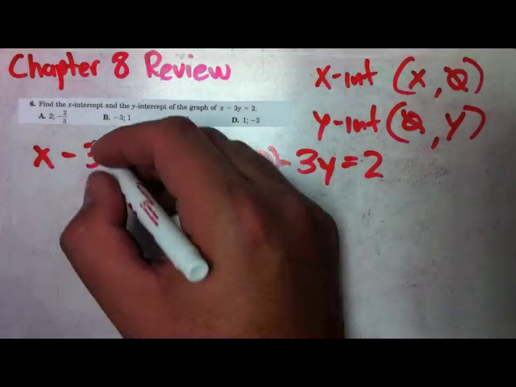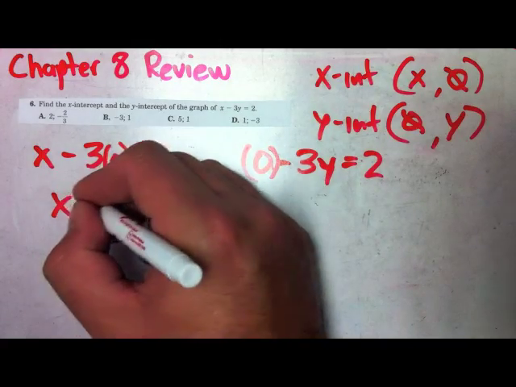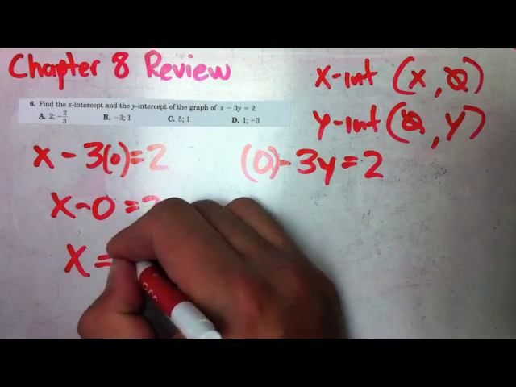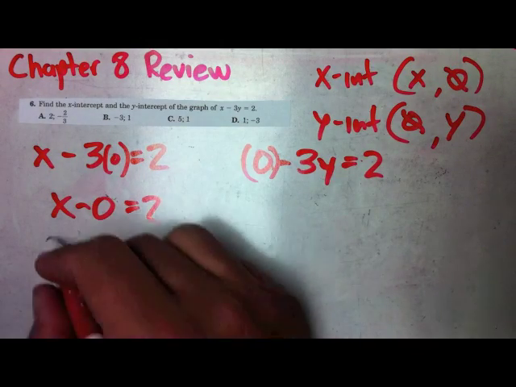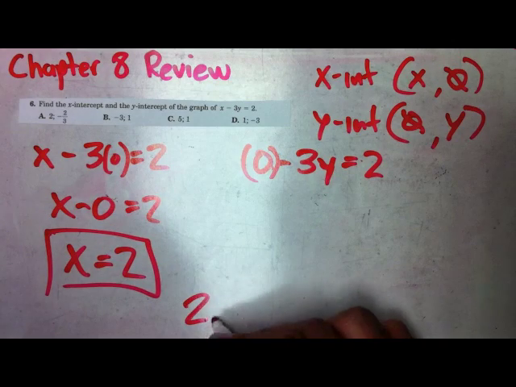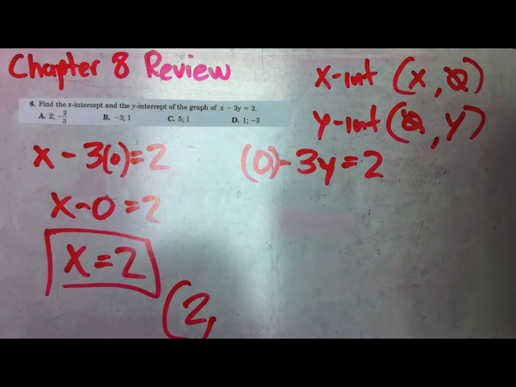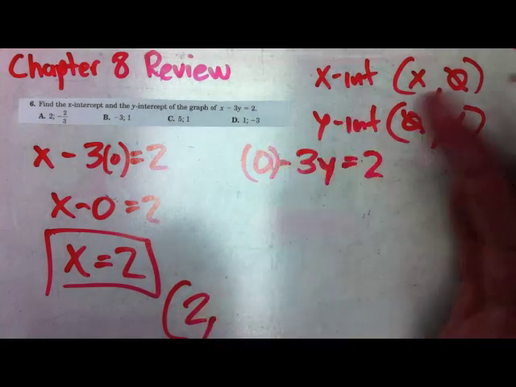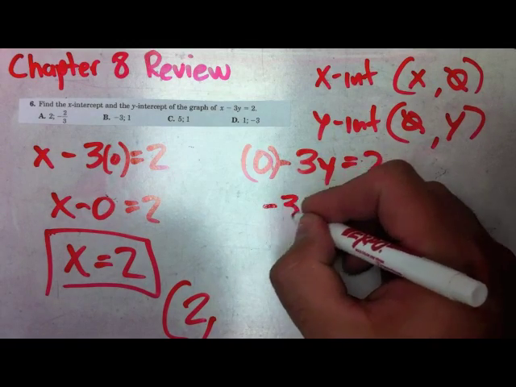3 times 0 is 0. X minus 0 equals 2, which you don't really need that 0. X equals 2. My x-intercept is 2. Okay, now I'm going to solve for y. So I have this 0 minus 3y. I don't really need the 0. All I'm really left with here is negative 3y equals 2.